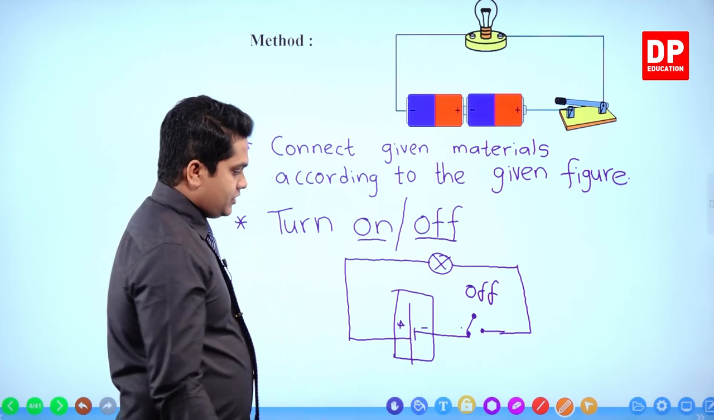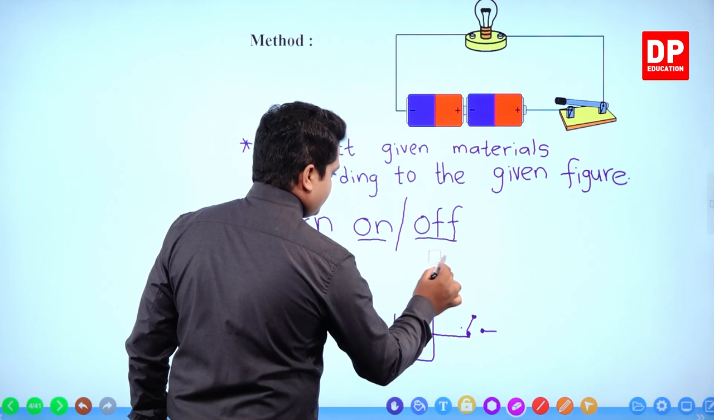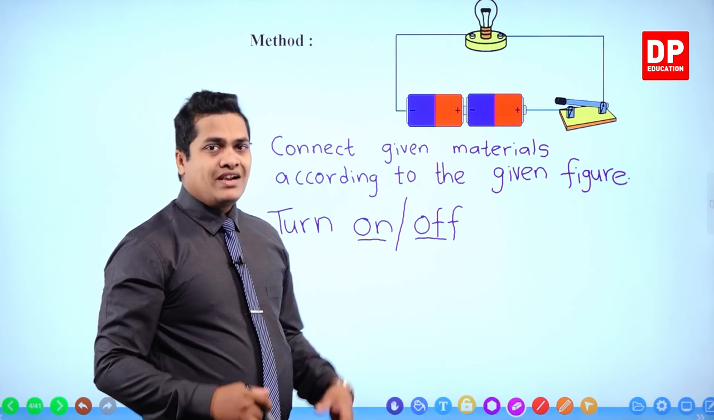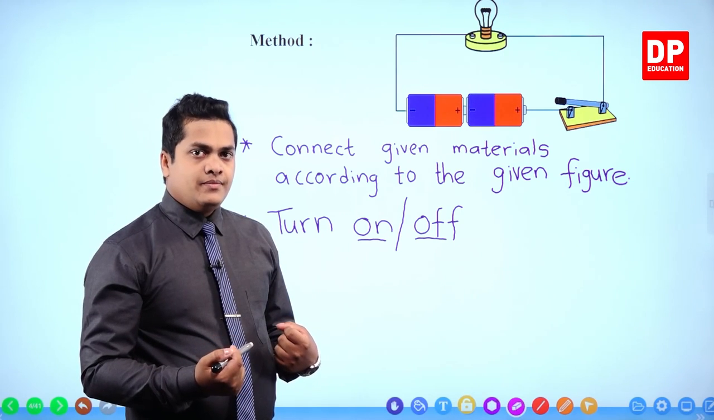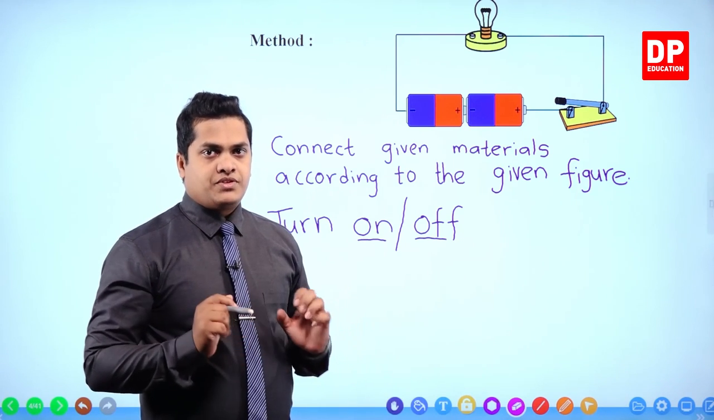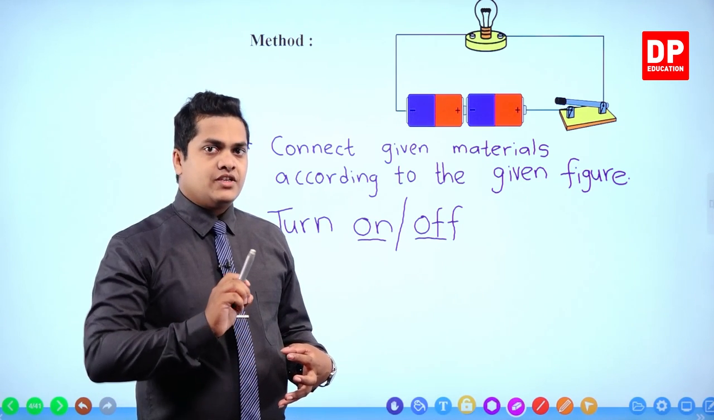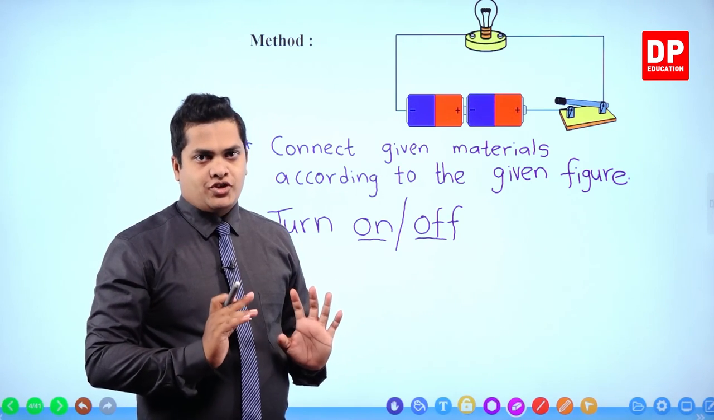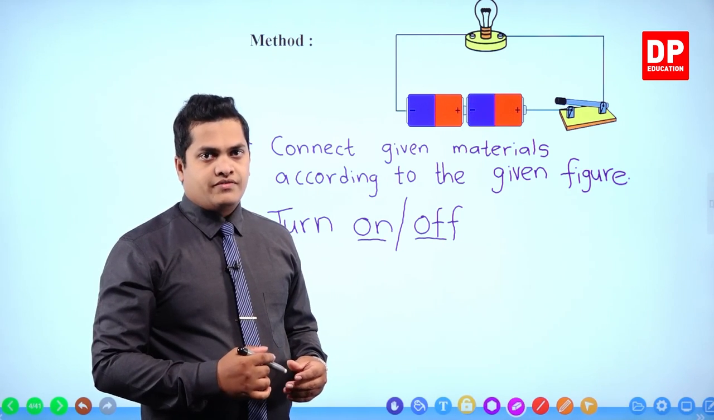Okay? Right. So I'll erase this to write down the steps. Most of the time you will be given on and off, but in some certain questions you will be given: close the switch and observe, open the switch and observe. Opening and closing also means turning on and off. Remember, if the switch is closed, then the circuit is in on stage. If the switch is opened, then the circuit is in off stage.